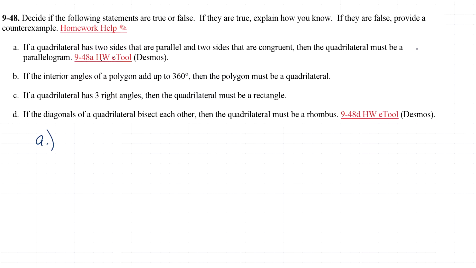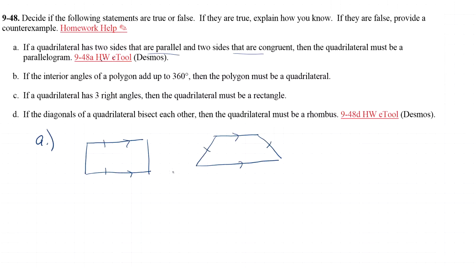Okay, so when I read this problem, I initially read it and I think I have something like this, parallel and congruent. But when you go back and you read that, it says if a quadrilateral has two sides that are parallel and two sides that are congruent. It's not saying they're the same side. So then you could have something like this. Two sides are parallel and this side is congruent to this side.